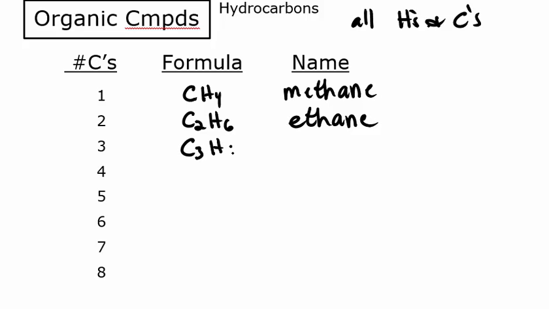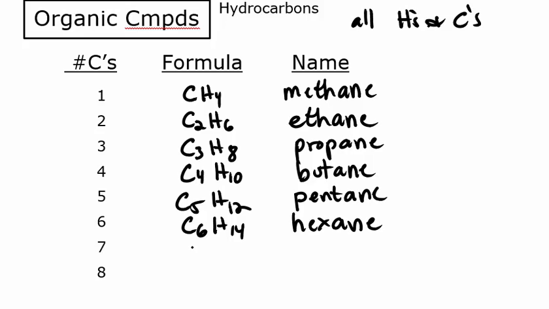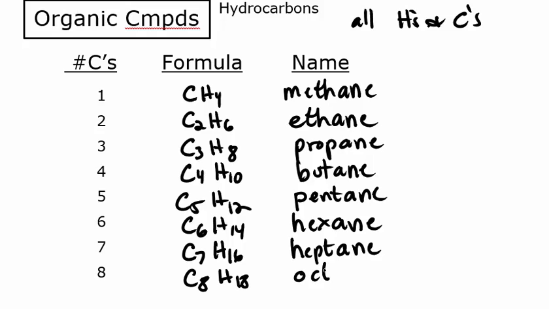3 carbons, C3H8, is propane, also a common fuel. 4 carbons, C4H10. You may notice that the number of hydrogens is twice the number of carbons plus 2 for these. Okay, 4 is butane. 5, C5H12 is pentane. 6, C6H14. You should be able to write the rest of the formulas here yourself. That's hexane, a common solvent, but also could be a fuel. C7H16 is heptane. And finally, C8H18 is octane, which is used in gasoline. All right, so those are some simple organic compounds that will be used commonly in general chemistry that you should know.